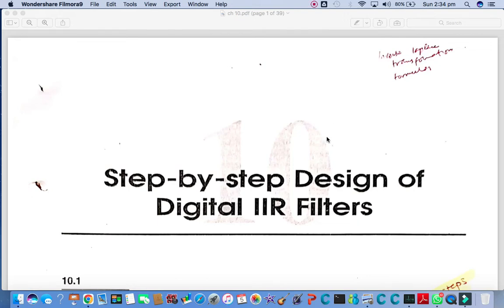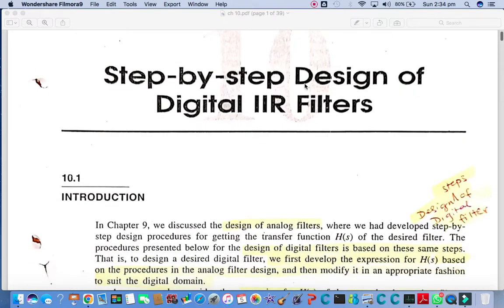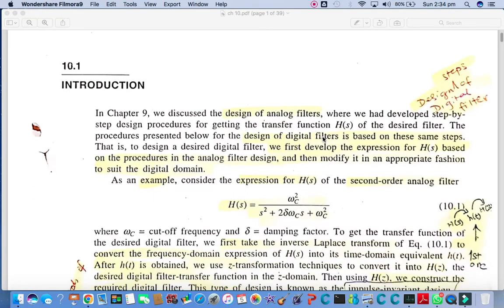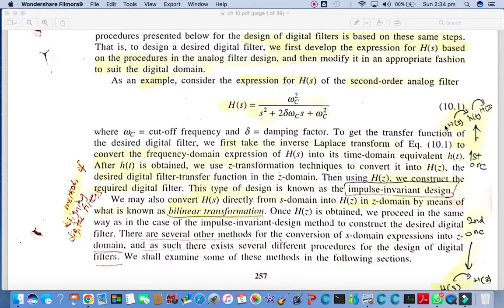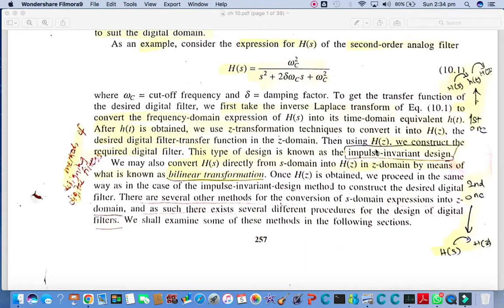Hi, in this lecture I will be focusing on the step-by-step design of digital IIR filters, which are infinite impulse response filters. So we can start from the introduction. Basically, the procedure of designing a digital filter is similar to an analog filter design. There are some slight modifications in the design steps of the analog filter by which we can do the designing of the digital filter. So there are basically two ways by which we can design an IIR digital filter.